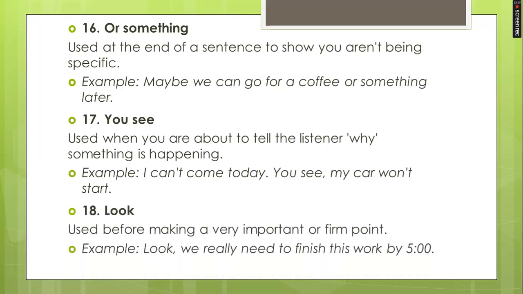18. Look. We use this filler "look" before making a very important or firm point. For example, look, we really need to finish this work by 5 o'clock. It is very important. Look, we really need to be on time tomorrow. Look, this is amazing.